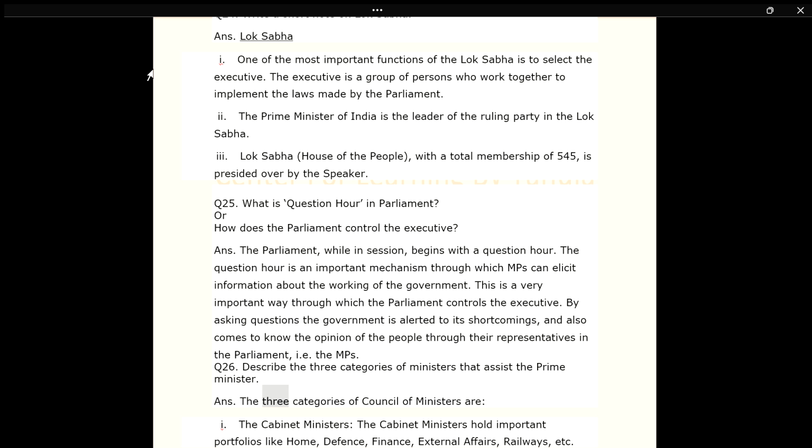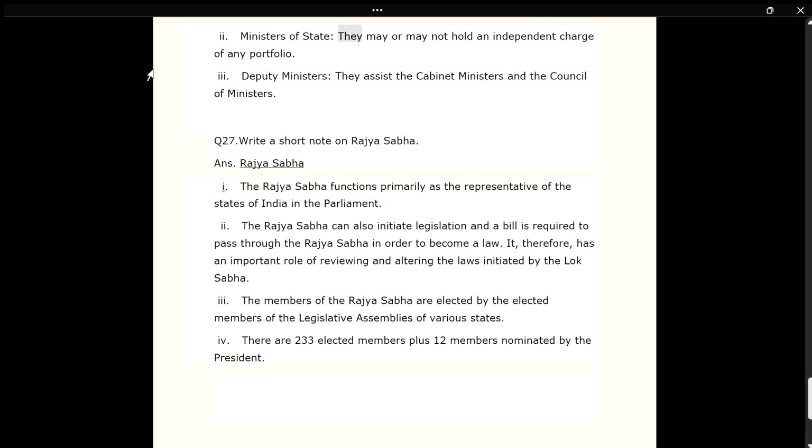Q26. Describe the three categories of ministers that assist the Prime Minister. Ans. The three categories of Council of Ministers are: 1. The Cabinet Ministers. The Cabinet Ministers hold important portfolios like Home, Defence, Finance, External Affairs, Railways, etc. 2. Ministers of State. They may or may not hold an independent charge of any portfolio. 3. Deputy Ministers. They assist the Cabinet Ministers and the Council of Ministers.